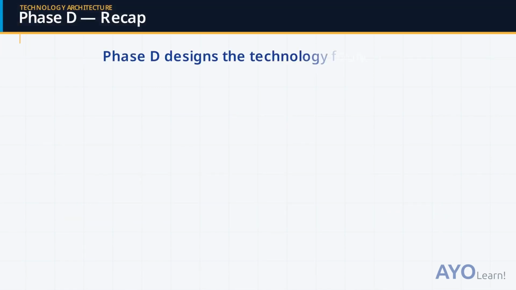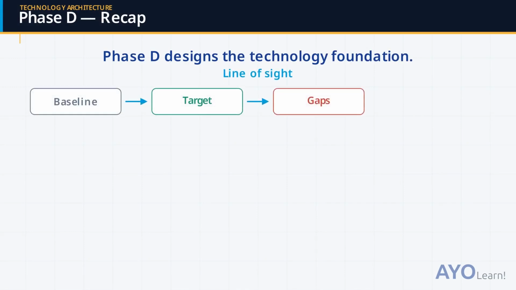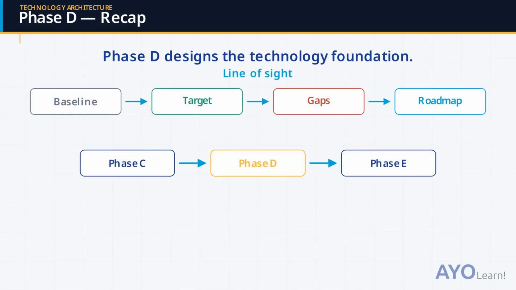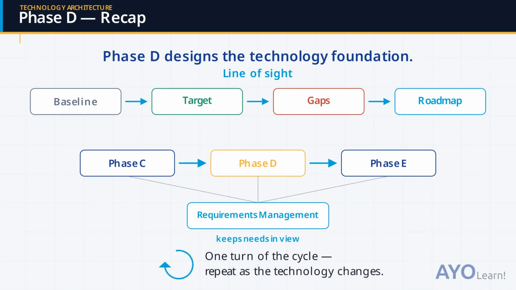Phase D designs the technology foundation, from Phase C to baseline, target, gaps, then roadmap for Phase E. Requirements management keeps needs in view. One turn of the cycle, repeat as technology changes.